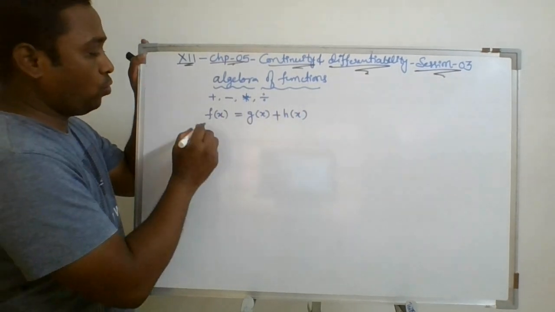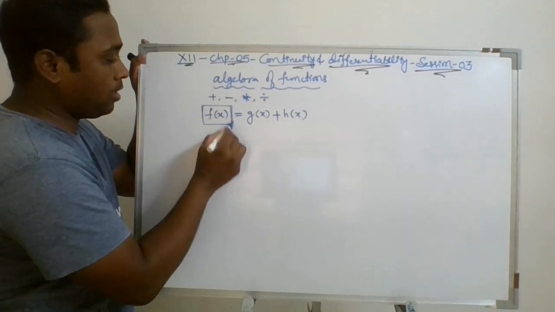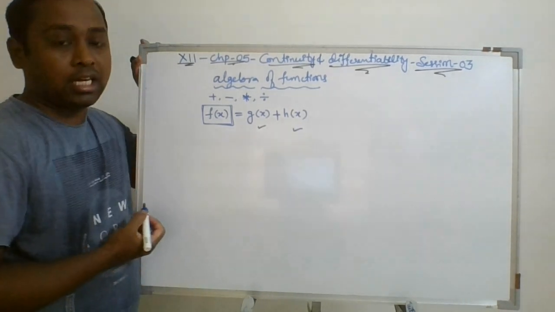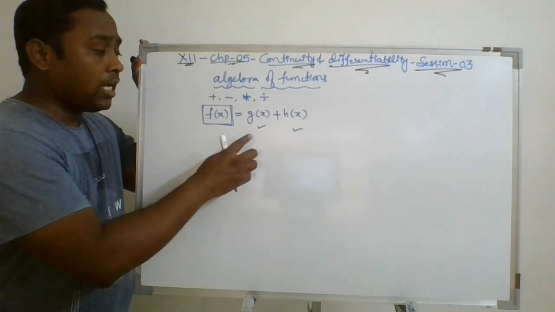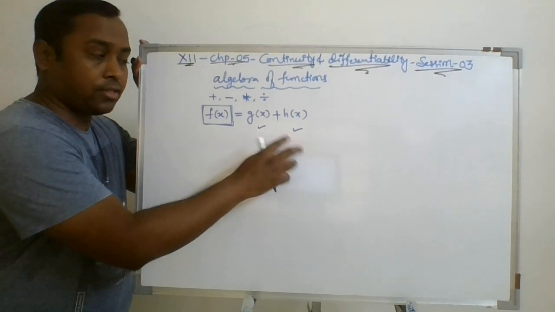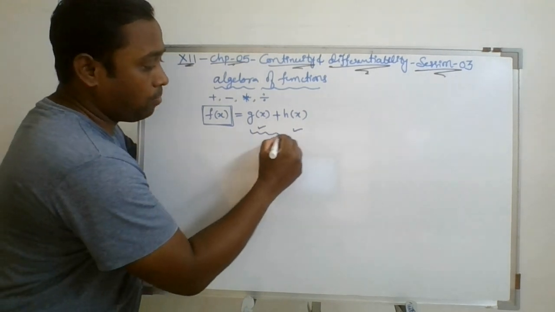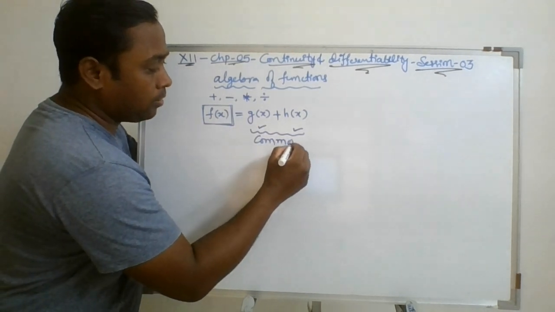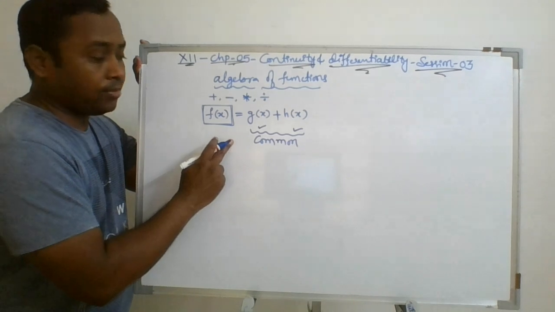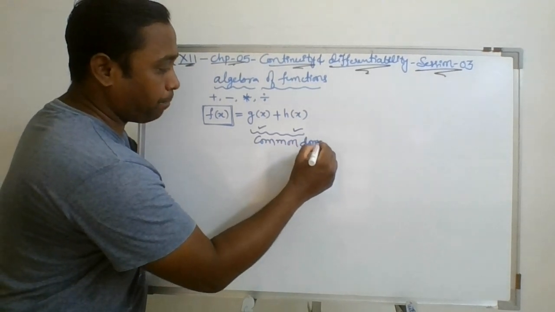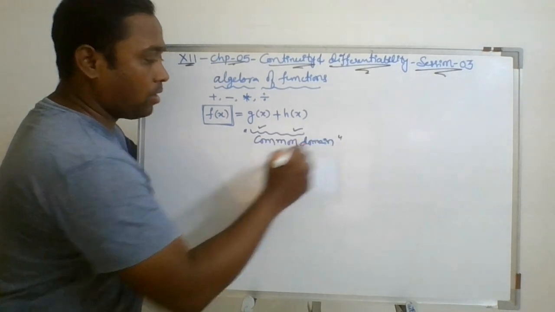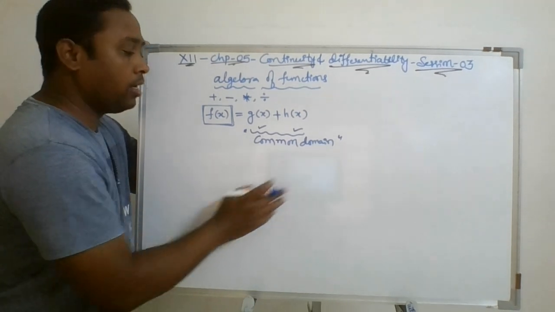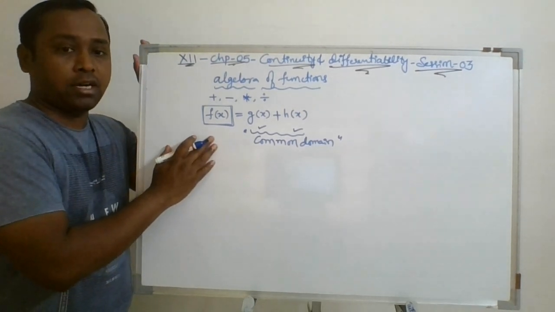Now, in this case, to check the continuity of the graph, first you need to check the continuity of both the graphs individually. If both the graphs are continuous in their common domain, this is a most important point while dealing with algebra of the function. They must be continuous in their common domain. Remember. So if the given two individual functions are continuous in their common domain, then f of x is said to be continuous.